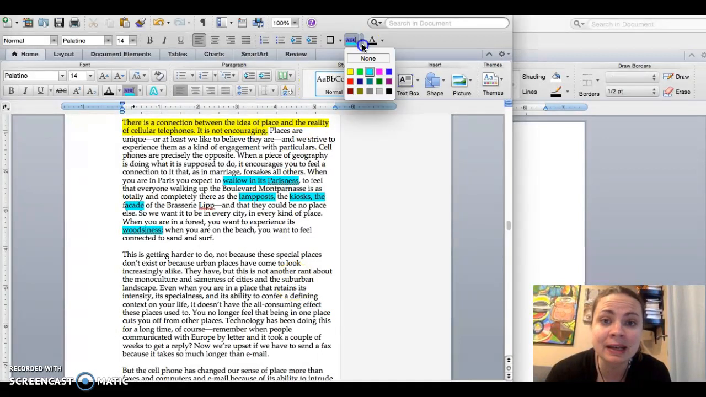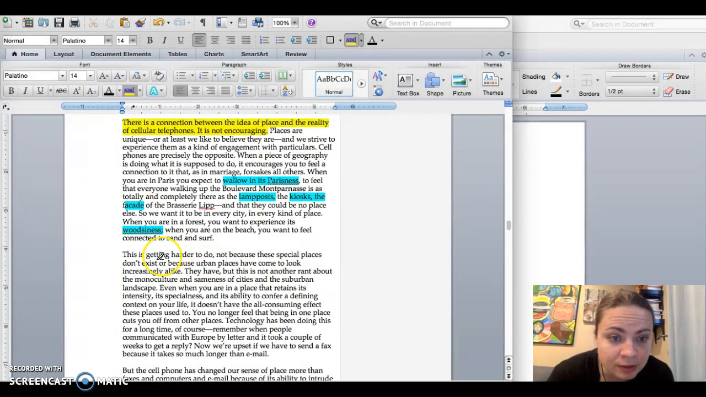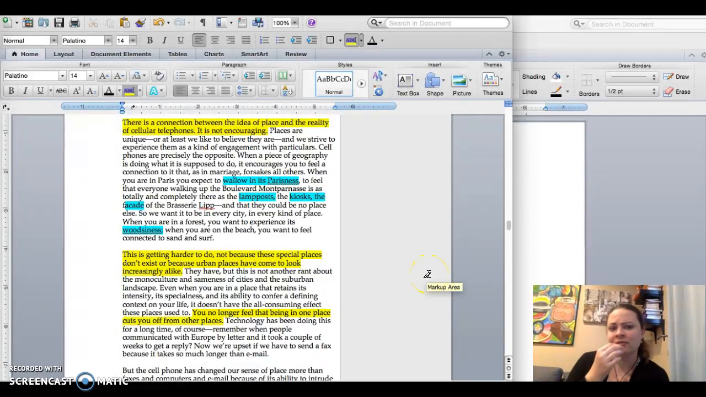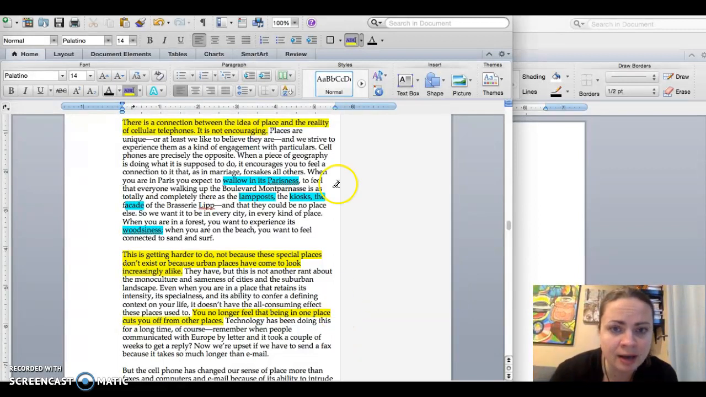Let's highlight the main idea here. Here we have the first sentence again. And then I'm also going to add to it for the main idea. The rest of that main idea is in the center of the paragraph. Basically, it's not because urban places look alike, but you no longer feel that being in one spot cuts you off from the other places. And an example of that, right, would be upset if we have to send a fax because it takes longer than an email.